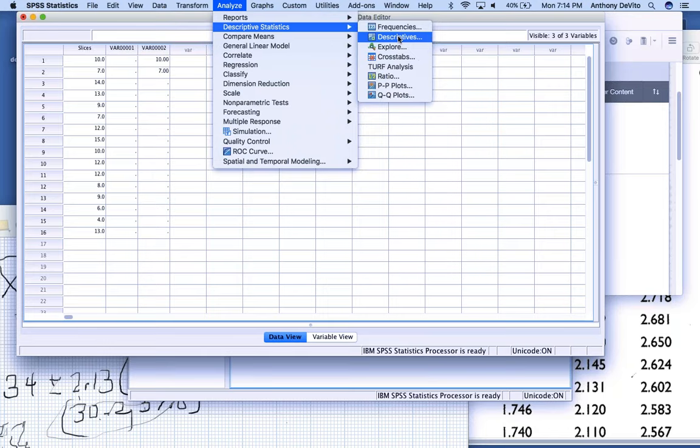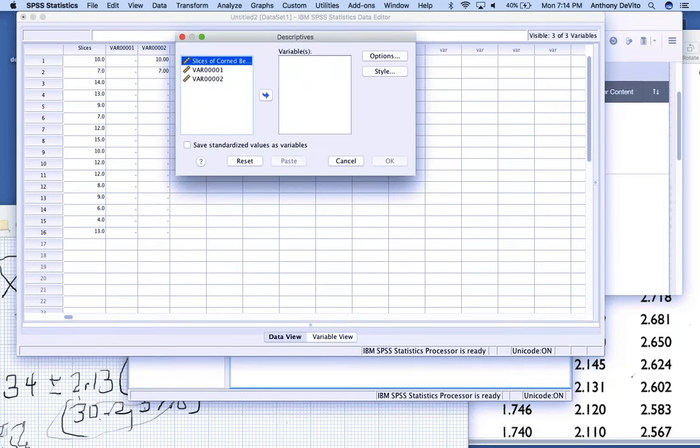I'm going to start with descriptives. I'll click on descriptives. You could use either one of them. And now it asks me what variable do you want to move into the workbox. Okay, well, I made up two other variables inadvertently because I was typing in numbers to show you how to do it. So I'm going to ignore that. I'm only going to move in the variable slices.